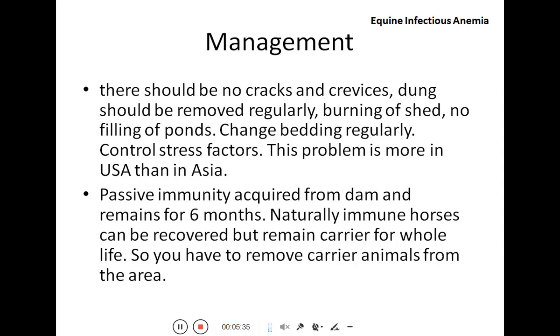Coming towards the management, there should be no cracks and crevices, and dung should be removed regularly, with burning of the shed and no filling of ponds. Change bedding regularly, control stress factors for the animals, and this problem is more common in the USA than in Asia.